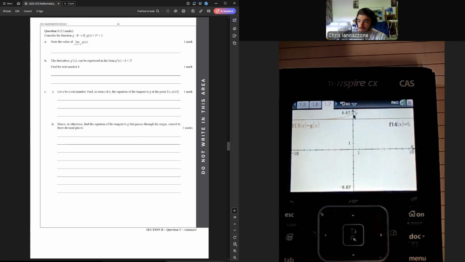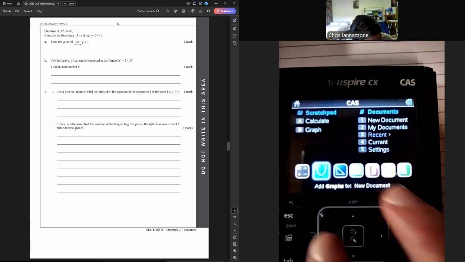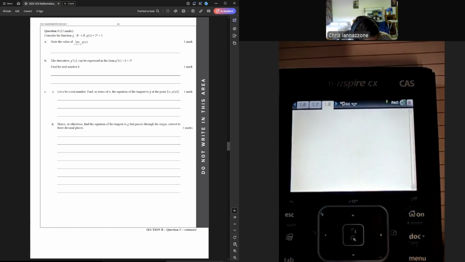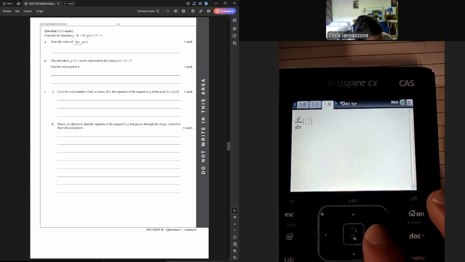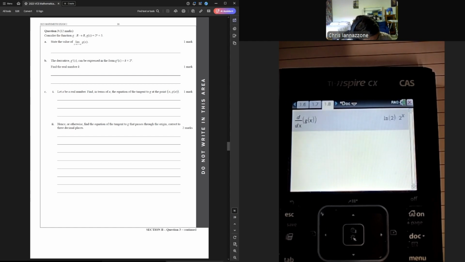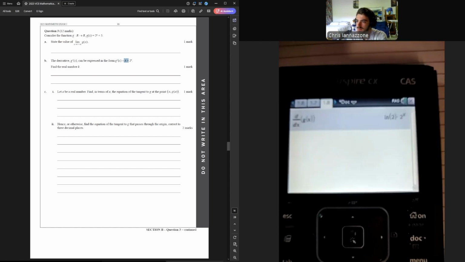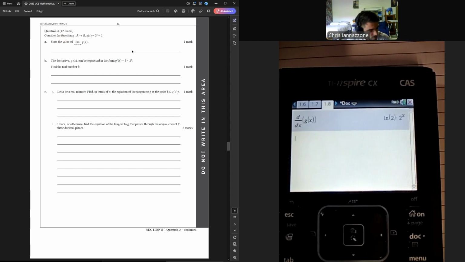This one is also not so bad. It's just what is the derivative of g of x. So, once again, we can just go in and tell the CAS to do that for us. d/dx of g of x is going to give us natural log of 2 times 2 to the x. So we specifically want to find k under this circumstance, where k is the coefficient on our exponential 2 to the x. Under these circumstances, that means that k is equal to natural log of 2.